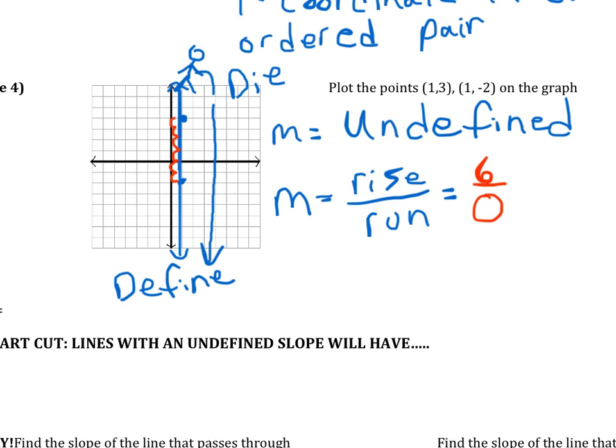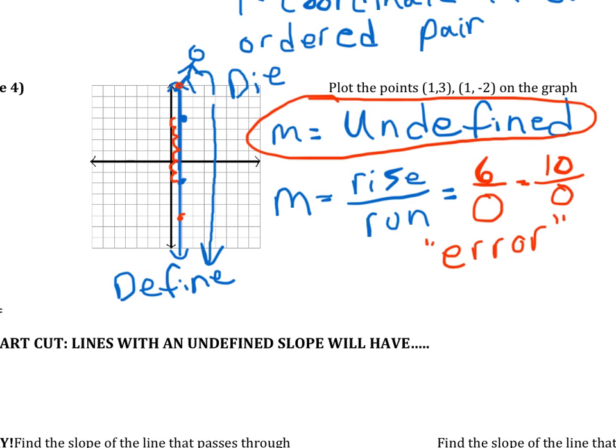Okay, again, you could pick any other 2 points along here and say, oh, my rise is 10. What's my run going to be? 0. Do this on your calculator. Do 6 divided by 0, 10 divided by 0. And you're going to get an error message on your calculator, right? Okay. Again, you cannot do a number divided by 0. That's why we say the slope on this is undefined.